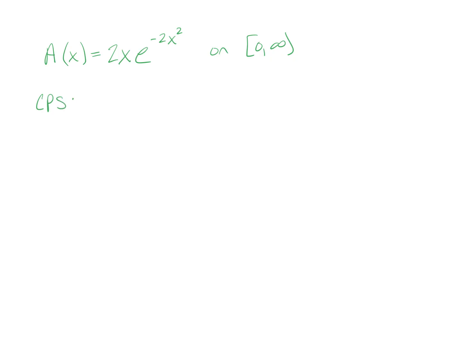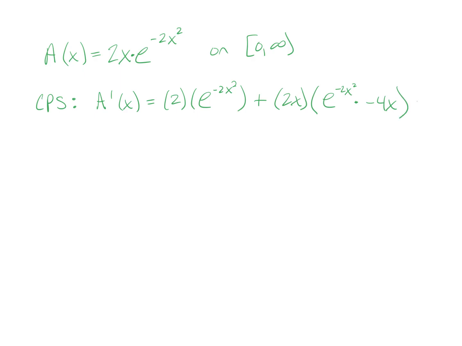So the critical points, those happen when the derivative is 0. So I'm going to take A prime, which I'm going to have to use the product rule for. This is f and this is g. So we're going to have f prime g, so 2 times e to the negative 2x squared, plus f, 2x, times g prime. And the derivative of e to the negative 2x squared would be e to the negative 2x squared times the derivative of negative 2x squared, which is negative 4x. And I want to set that equal to 0, and solve it.